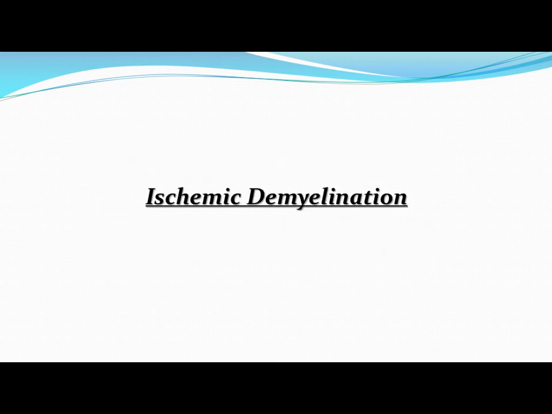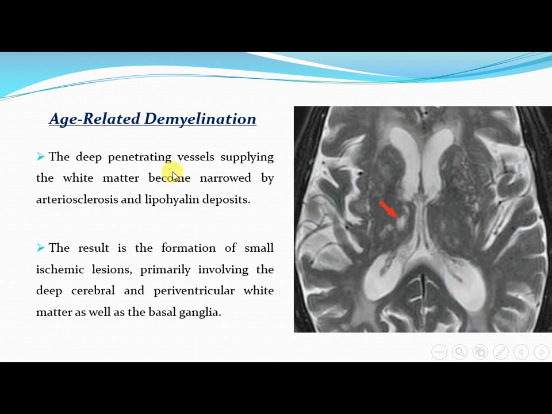Ischemic demyelination. In age-related demyelination, the deep penetrating vessels supplying the white matter become narrowed by arteriosclerosis and lipohyalinosis deposits. The result is the deposition of small ischemic lesions, primarily involving the deep cerebral and periventricular white matter, as well as the basal ganglia.